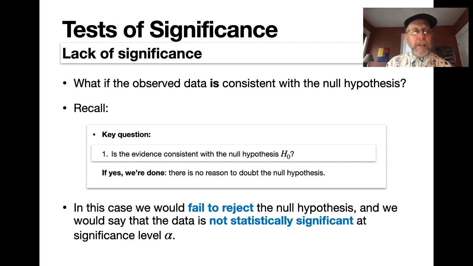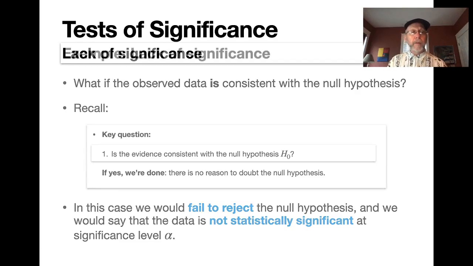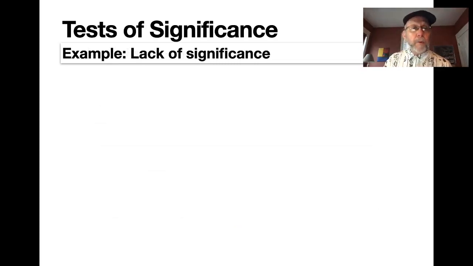So statistical significance has to do with the idea of, did you have enough evidence to reject the null hypothesis in favor of the alternative at a specific significance level? If you did have enough evidence to reject the null, then you say the data is statistically significant. If you did not have enough evidence to reject the null, then you say the data is not statistically significant, or statistically insignificant. Let's take a look at an example.